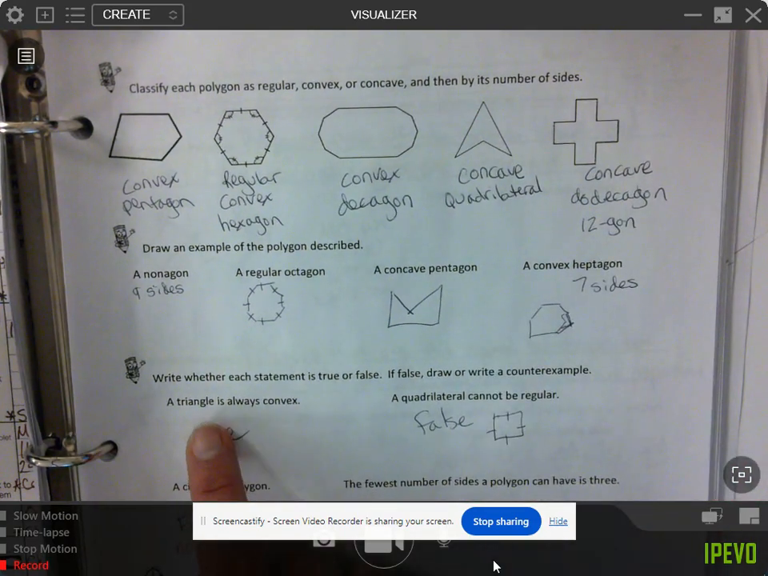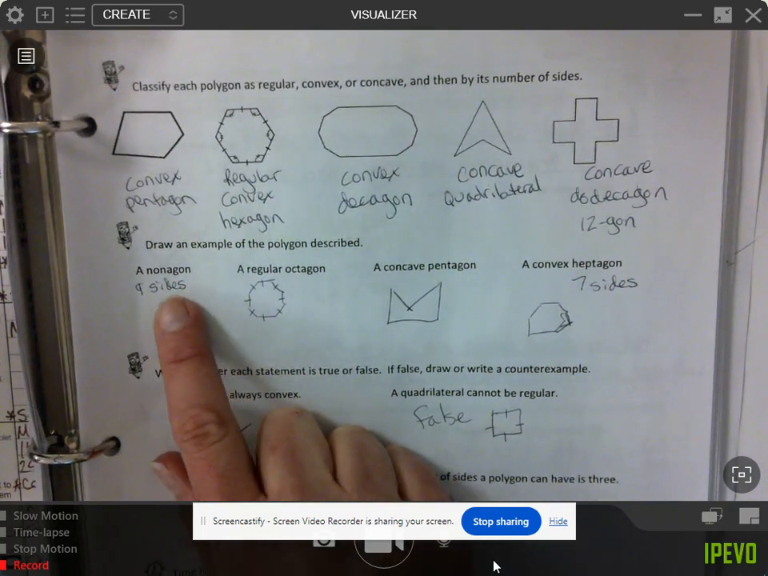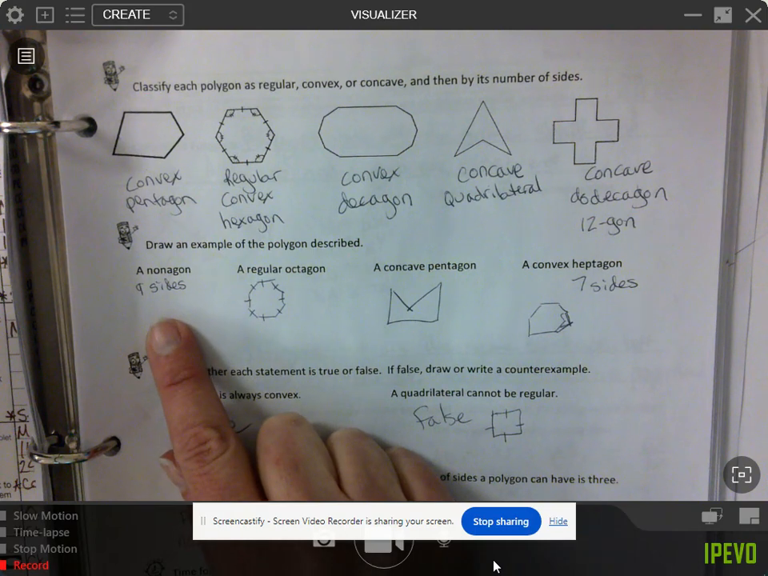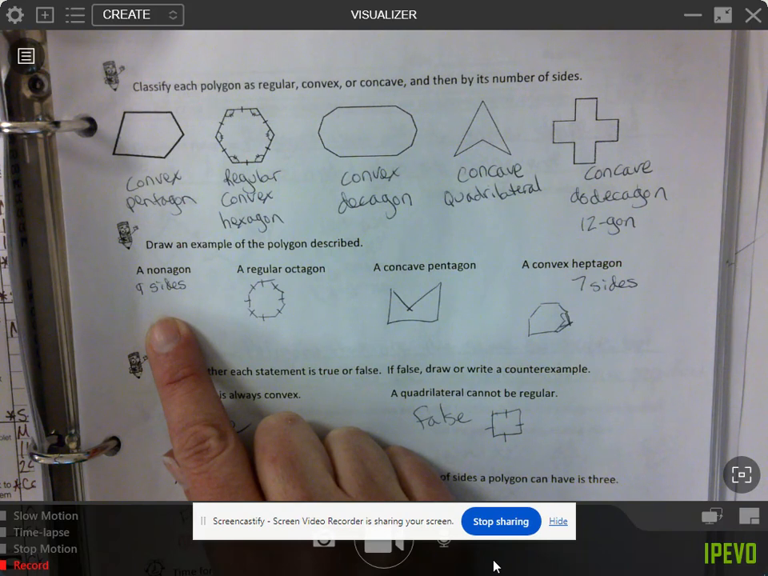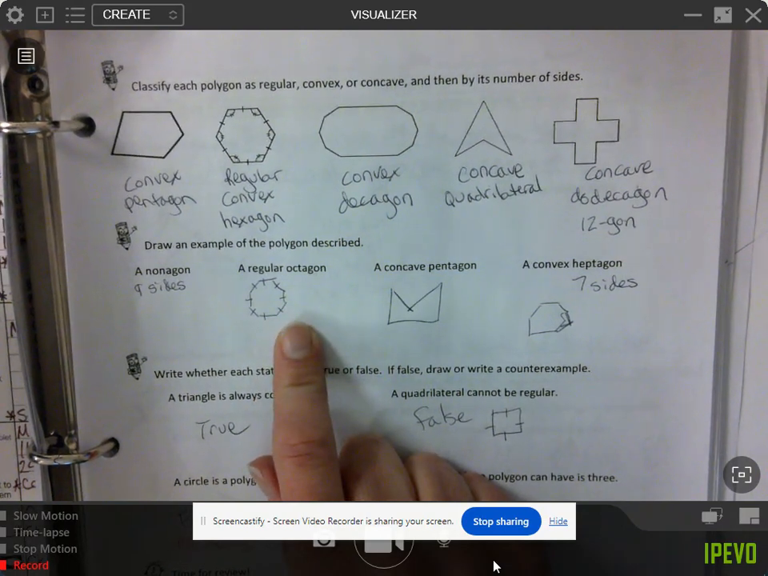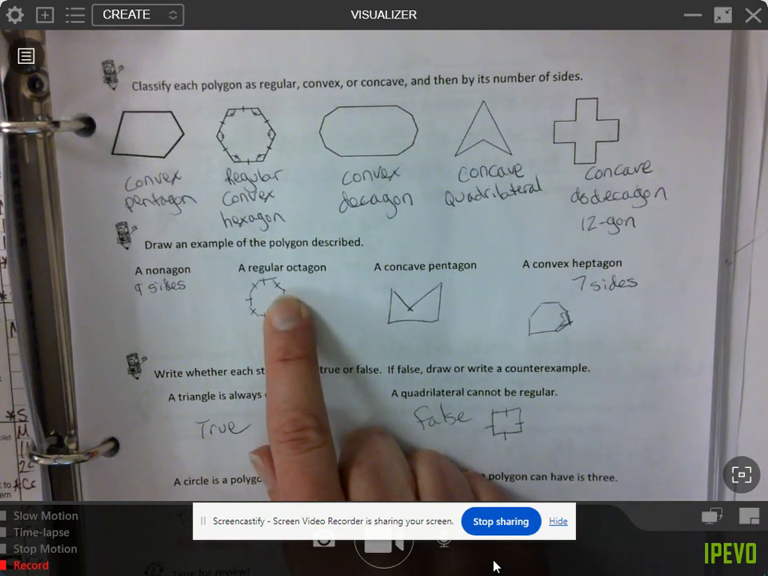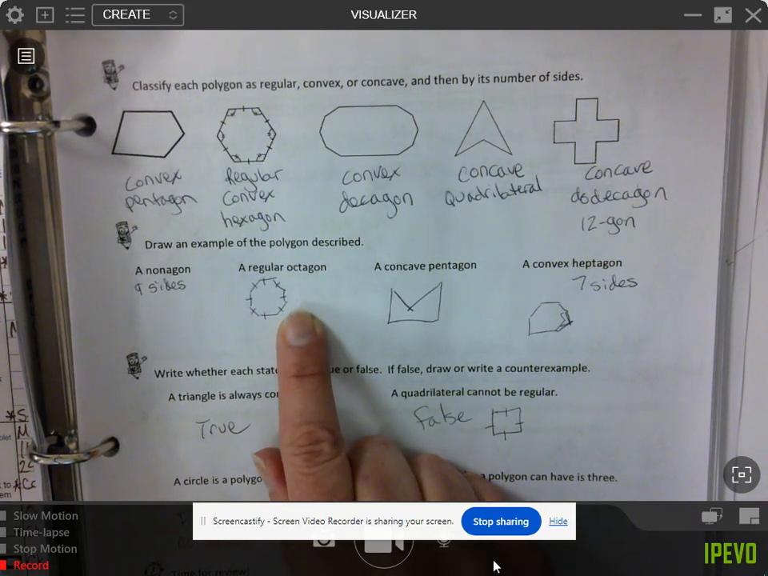In the middle, we need to draw an example of the polygon described. I did not take the time to draw all 9 sides on the test. You have to draw all 9 sides. So count and make sure you have 9 sides and they are all connected. This one, a regular octagon. So you should have the 8 sides and you need to have those hash marks to show that it is regular, that they are all congruent and equal.